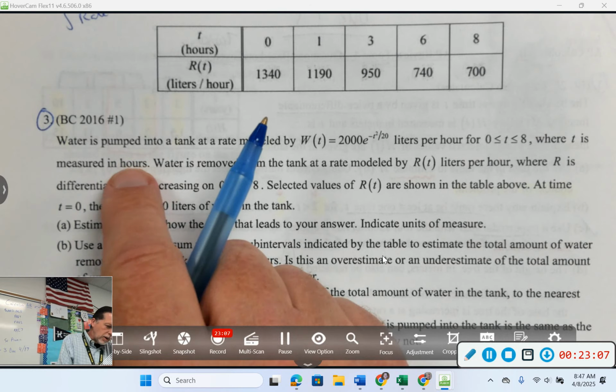Whether it's left Riemann, right Riemann, midpoint, trapezoid, you're always using the width. So width is 1, left height is 1340, width is 2, left height is 1190, width is 3, but the left height is 950. And then the width is 2 with a left height of 740. So there's my approximation. Again, safe stop. I don't want to multiply all that out. But I need to know if it's an over or under estimate.